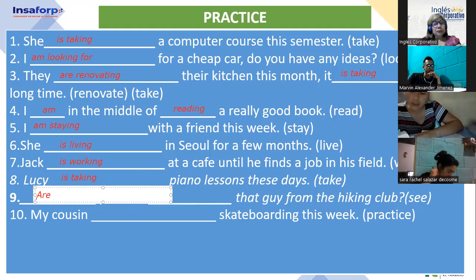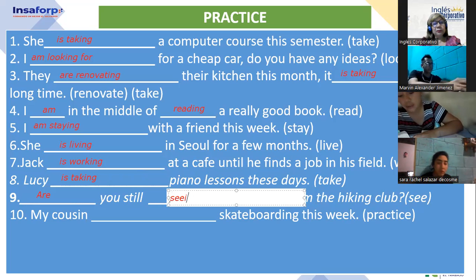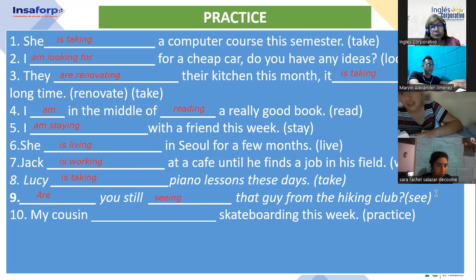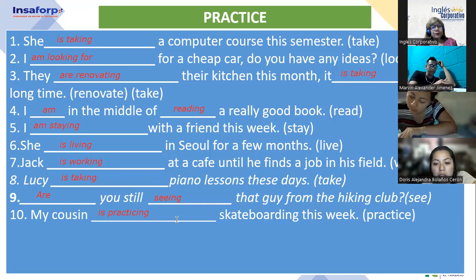Number nine. Are you still seeing that guy from the hiking club? Hiking is a sport that is in the mountains. Are you? Number 10, who is it? My cousin is practicing skateboarding this week. Okay, he's practicing.